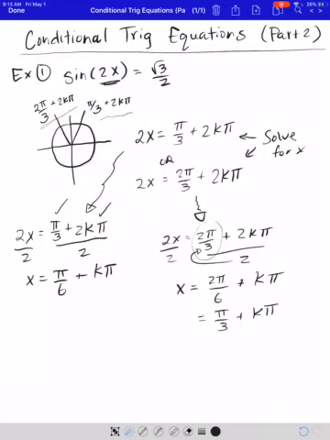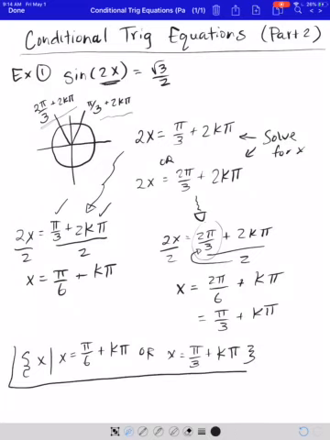And so now if we put our solutions together using set notation, what we'll get is the set of x values such that x is equal to pi over 6 plus k pi, or x is equal to pi over 3 plus k pi. And there we go. This is our solution set to our equation.